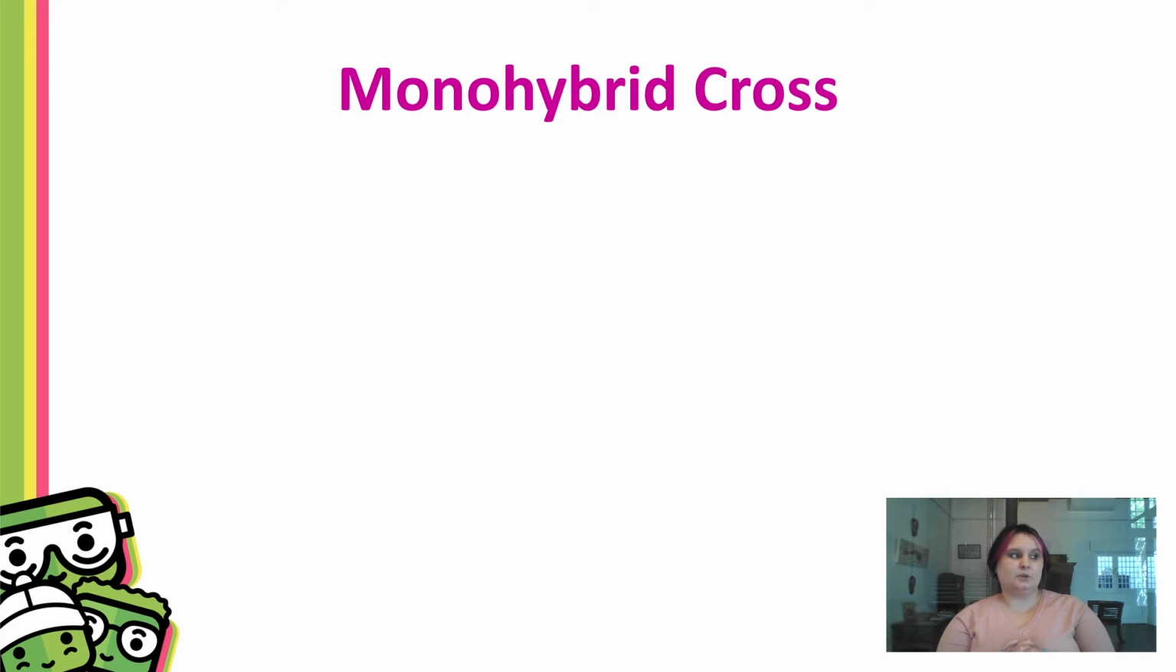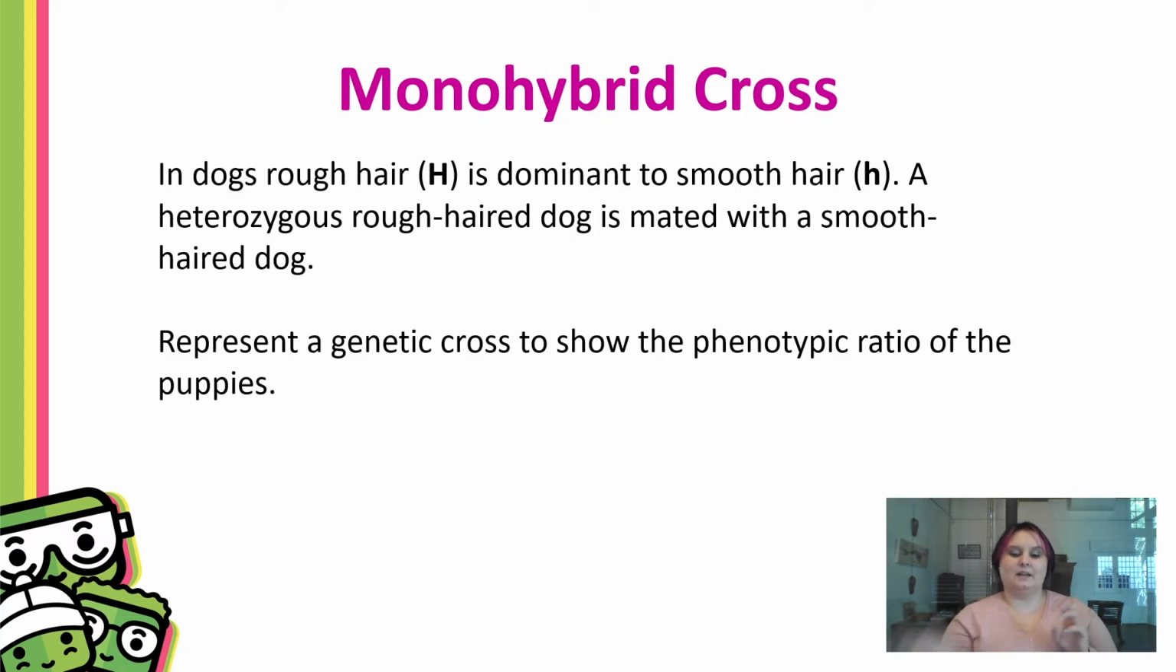So firstly, let's talk about a monohybrid cross. So in genetics, a monohybrid cross is where we look at the inheritance of one characteristic. So just one is what we're going to look at. And we're going to do it through this particular example. So in dogs, rough hair, capital H, is dominant to smooth hair, small letter h. A heterozygous, rough-haired dog is mated with a smooth-haired dog. Represent a genetic cross to show the phenotypic ratio of the puppies.